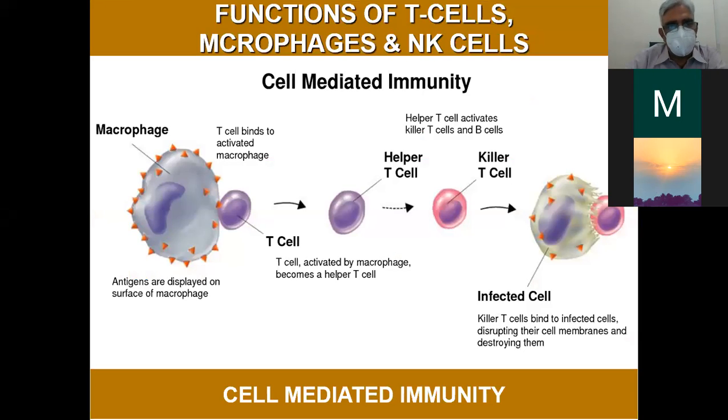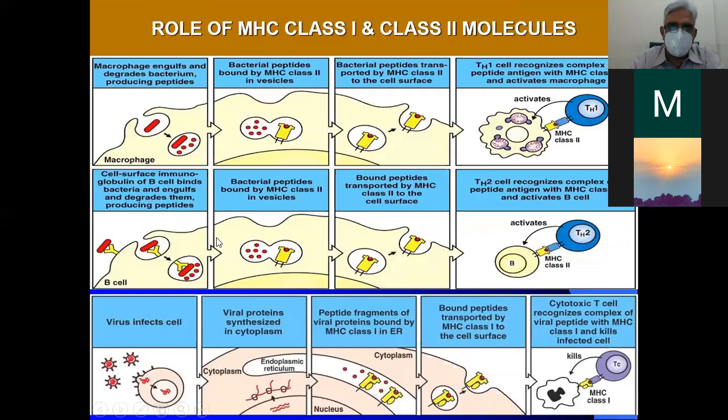But in cell mediated immunity, maine bataya tha aapko ek cheez, to ye bhi wo tarika hai ki the antigen presenting cell is a macrophage. It binds to the T cells and the helper T cells become activated and become a killer cell. So macrophages have on the surface, they display antigen.